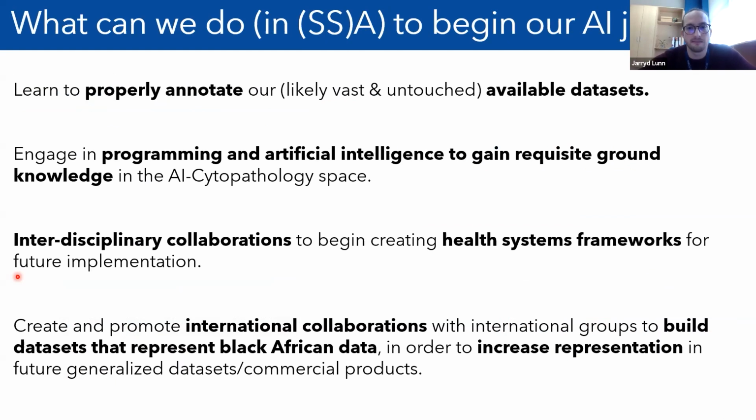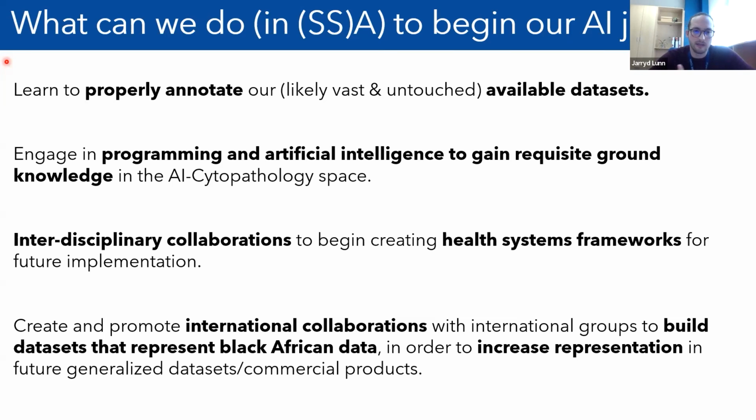For countries like my own in sub-Saharan Africa, the question is always, what do we need to begin doing to start our AI journey? For countries that are not as advanced, the things we need to be doing are firstly learning to properly annotate our data and our available data, which are likely vast and untouched data sets, and data sets of special populations like in Africa that are not studied. We need to engage in programming and in artificial intelligence to gain the requisite ground knowledge so that we can enter AI cytopathology spaces and engage actively and understand the direction that things are taking.